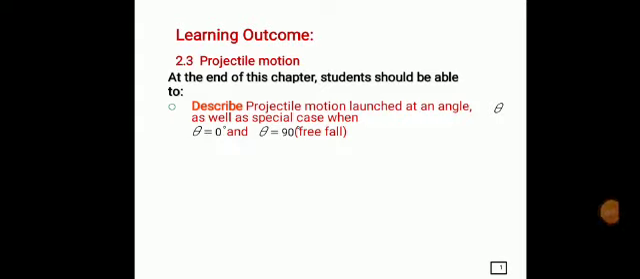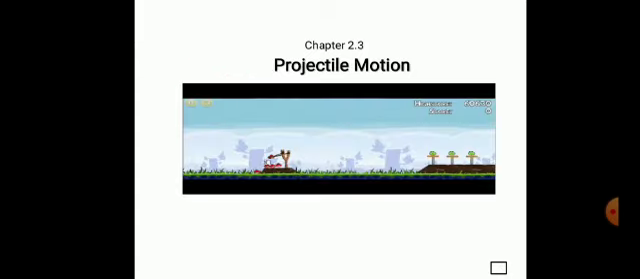Hi, we meet again at part 2 on chapter 2. So in this part of chapter 2, we're going to describe the projectile motion launched at an angle theta as well as a special case when the angle is 0 and 90 degrees.